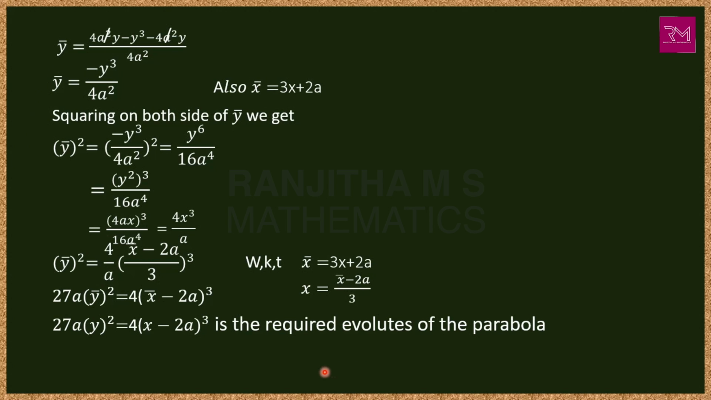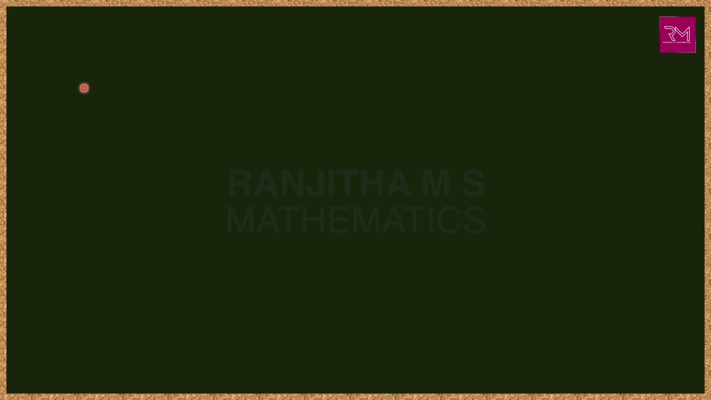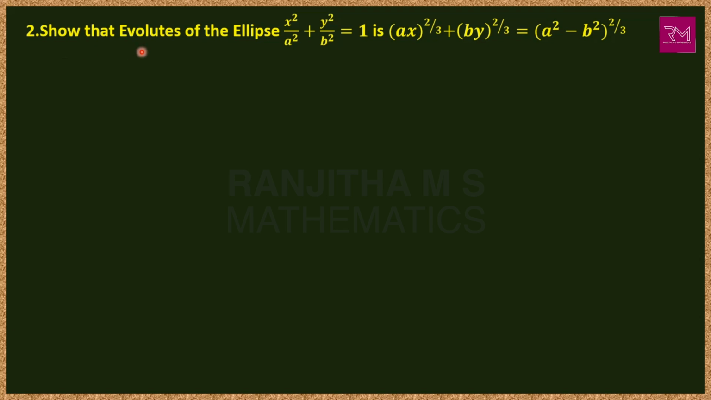We shall see another problem so you can understand in a better way. Here is the second problem. Show that evolutes of the ellipse x square by a square plus y square by b square, which is equal to 1, is (ax) whole power 2 by 3 plus (by) whole power 2 by 3, which is equal to (a square minus b square) whole power 2 by 3.